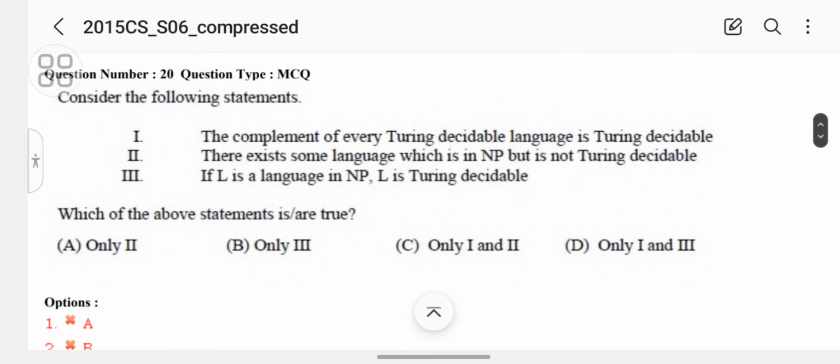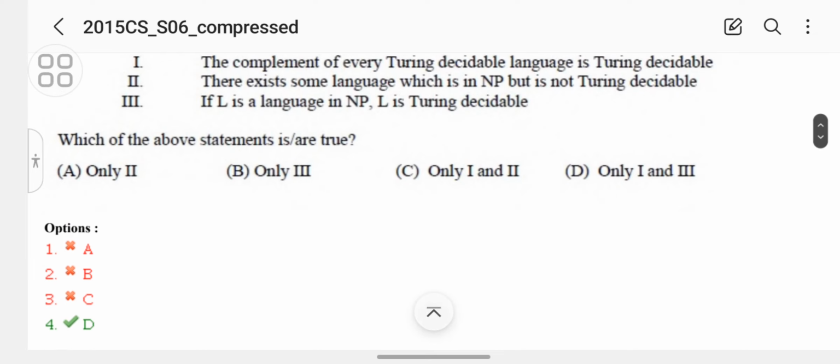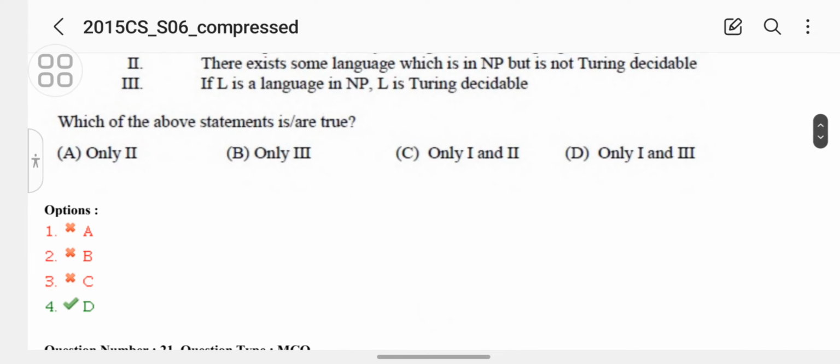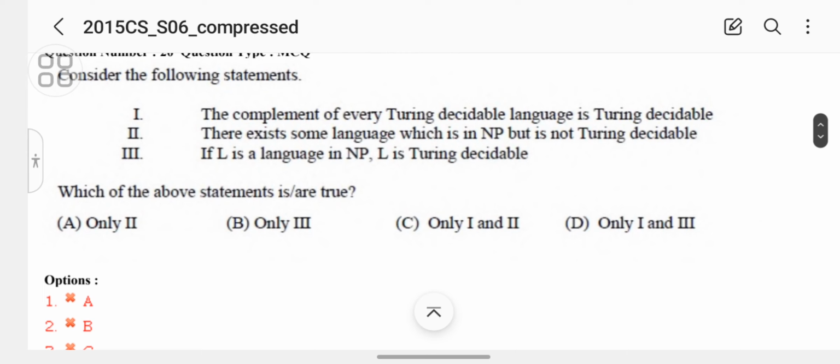Now 20: consider the following statements. One, the complement of every Turing decidable language is Turing decidable. Two, there exists some language which is in NP but is not Turing decidable. Three, if L is a language in NP, L is Turing decidable. Which of the above statements is/are true? So if you solve this, you will get the answer as D: only 1 and 3, that is, the complement of every Turing decidable language is Turing decidable, and if L is a language in NP, then L is Turing decidable. So the answer will be D.